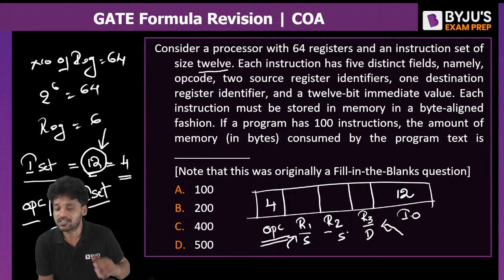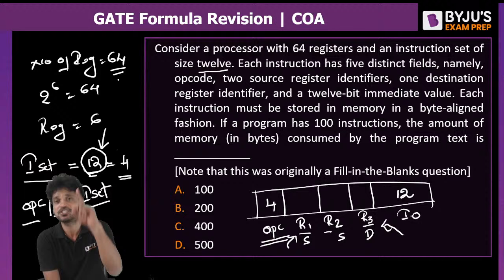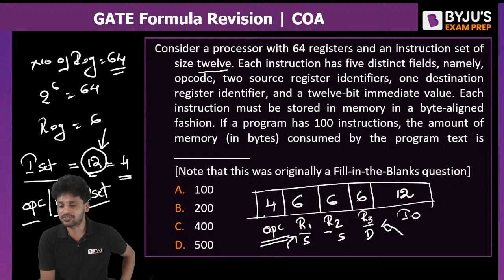Total number of registers is equal to 64. So the number of bits per register field is equal to 6. So it will be 6, 6, 6. So the total instruction size is equal to 4 opcode digits, 18 register digits, 12 immediate operand digits, which is equal to 34. One instruction size is equal to 34.